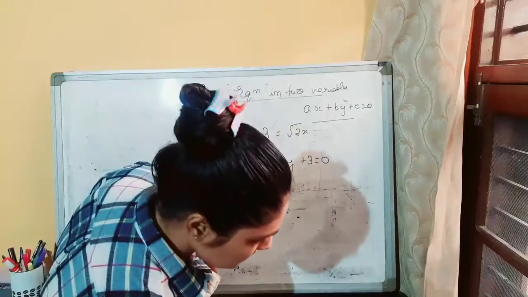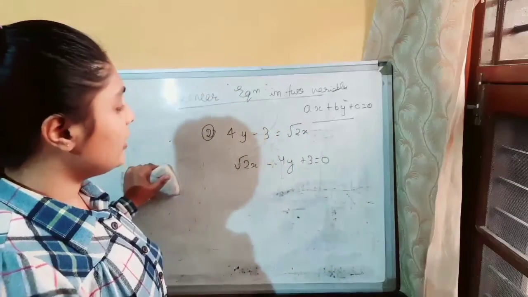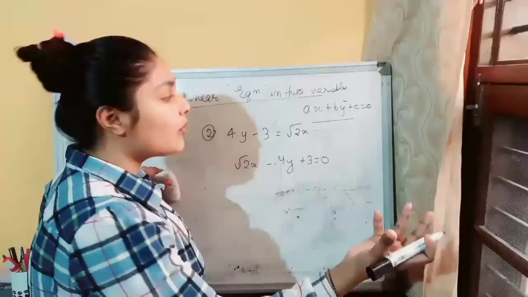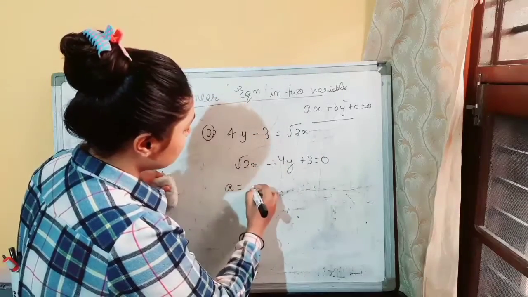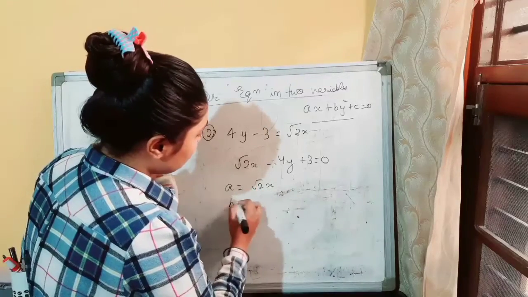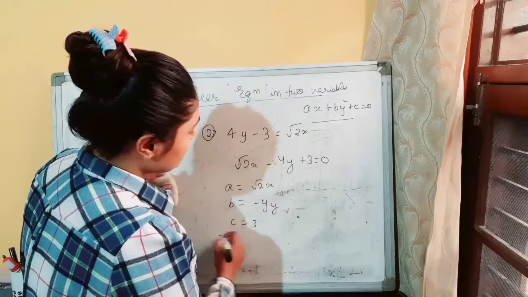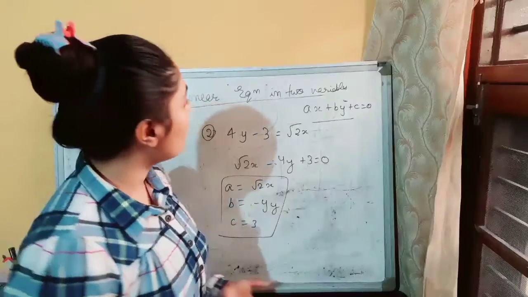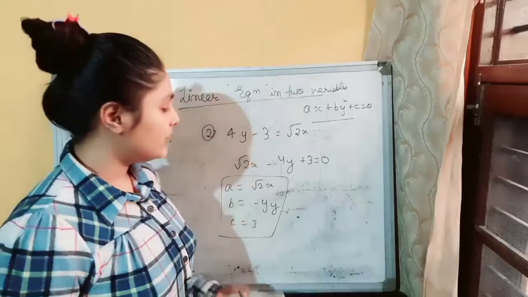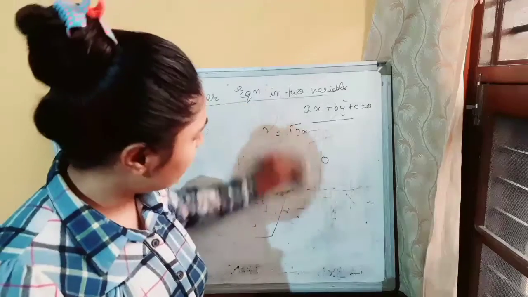So by this equation we are able to know where x, where y, and the c positions are. So here we can say that a is equal to root 2x, b is equal to minus 4y, and c is equal to 3. So this equation is also in the form of a linear equation in two variables. Furthermore, we can tackle more different examples.